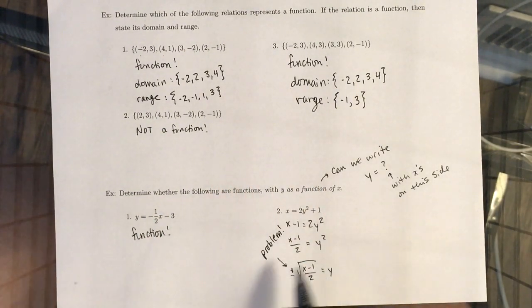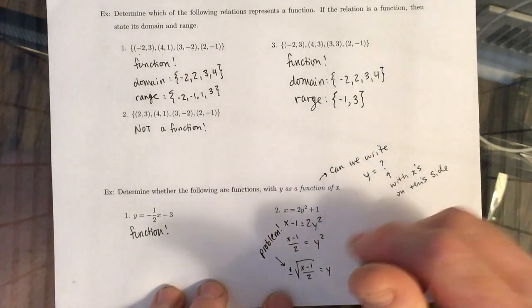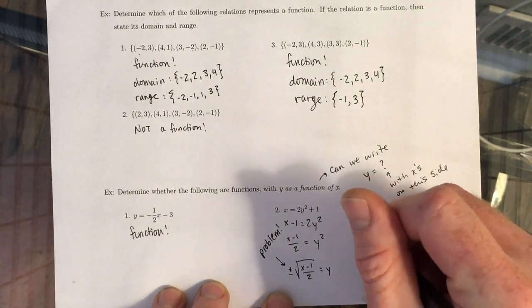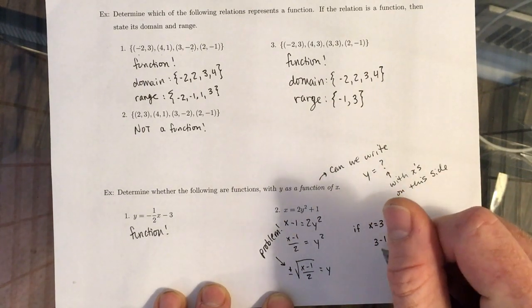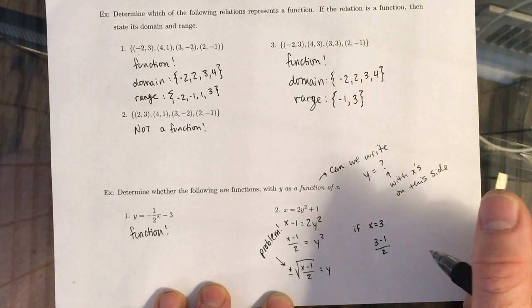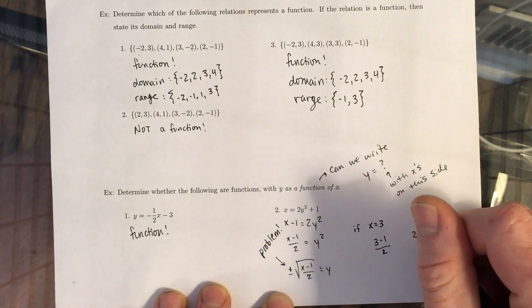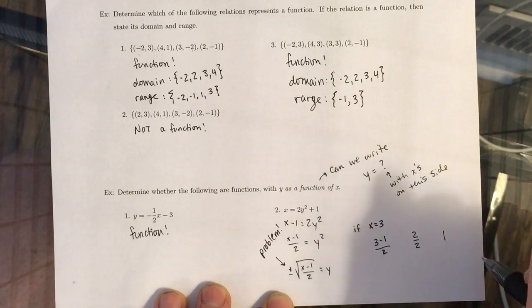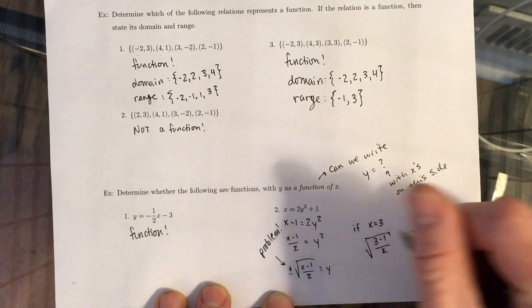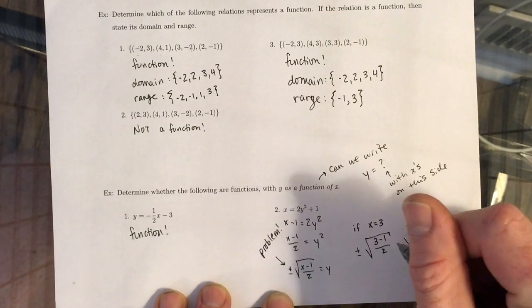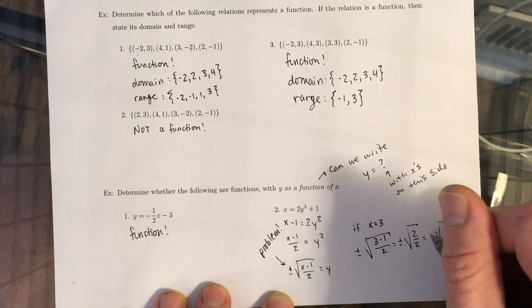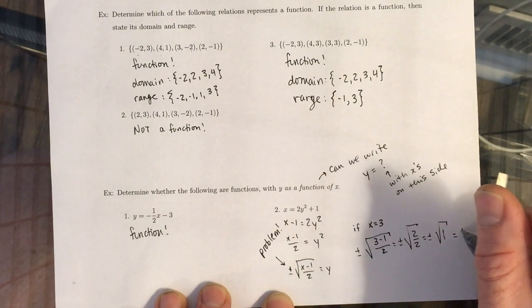Right, so when you're evaluating this, if you just choose an x value and you plug it in, let's say we take the value x equals 3. And we plug that in, we get (3 minus 1) over 2. Doing the subtraction, we get 2 over 2, which gives us 1. Then we forgot the square root. And we also forgot the plus minus. Right, and the square root of 1 is 1.